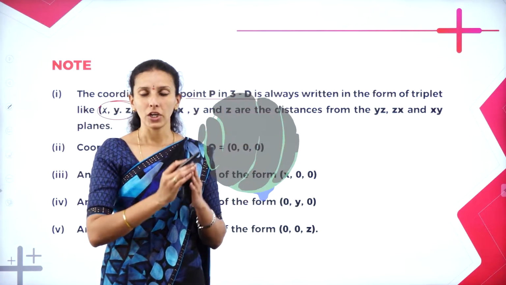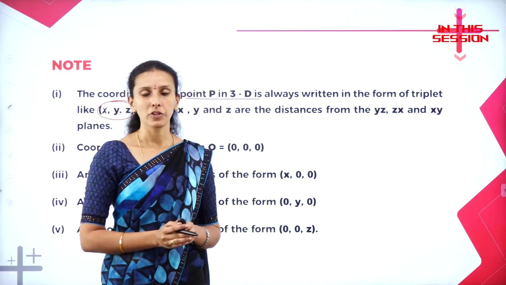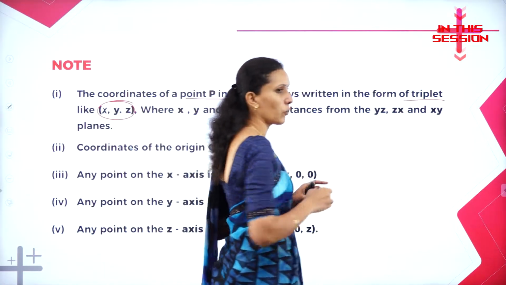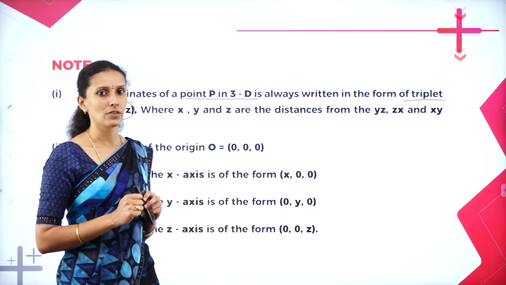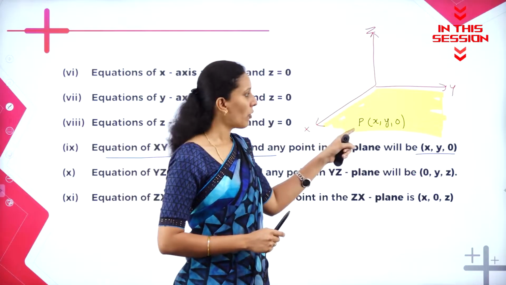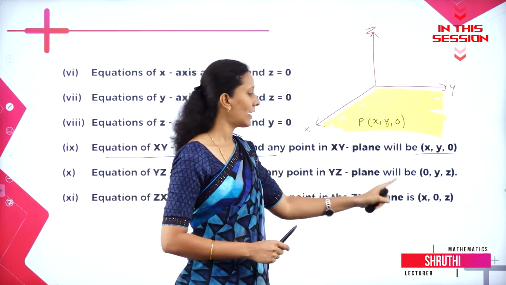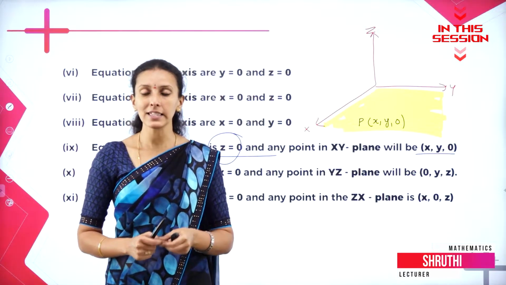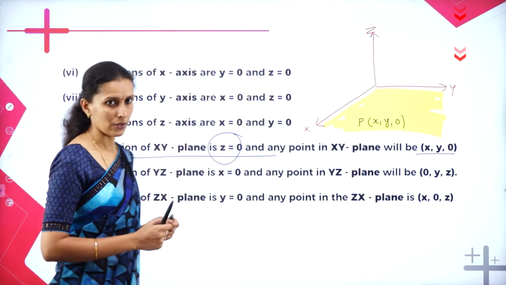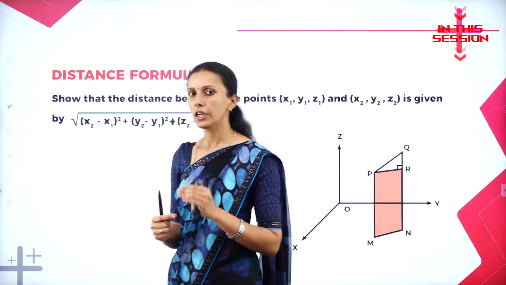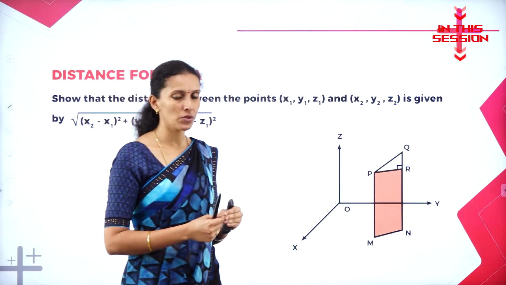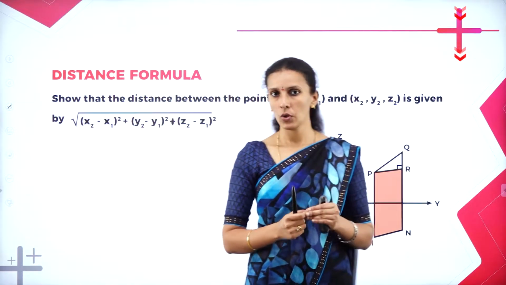Any point P on the coordinate plane in three-dimensional geometry is always written in the form of a triplet with the three values x, y and z. Any point on the xy plane is represented as (x, y, 0), and the equation of the xy plane is z equal to 0. So the distance formula you have learnt using two coordinates is the square root of (x2 minus x1) whole square plus (y2 minus y1) whole square.